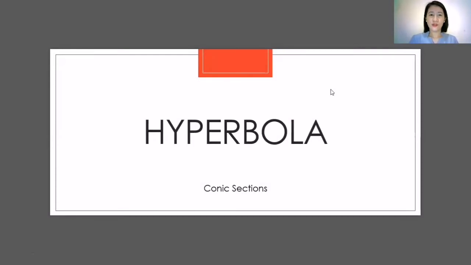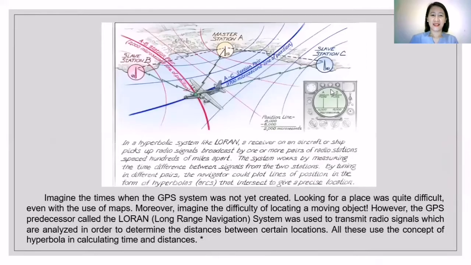So for our last conic section, we will now have hyperbola. Imagine the times when the GPS system was not yet created. Looking for a place was quite difficult, even with the use of maps. Moreover, imagine the difficulty of locating a moving object.